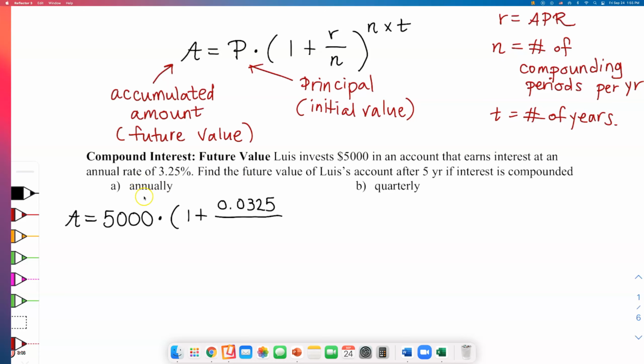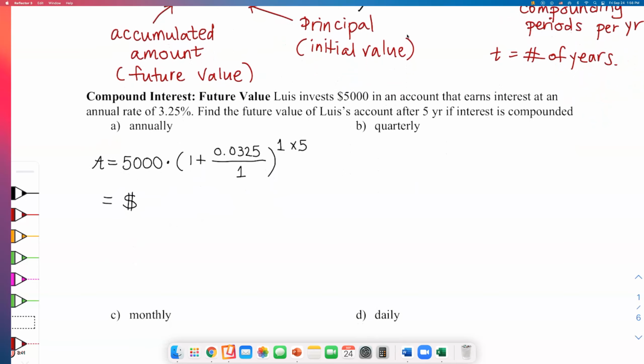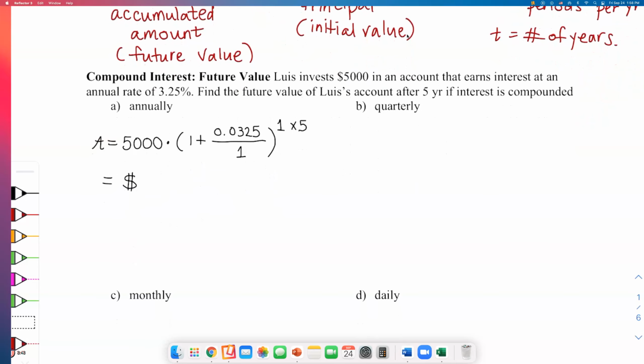Now, if it's annual, then, number of compounding period per year is just 1 because we do it annually. We're looking at 1 year. So the denominator, n, is just going to be 1. And the exponent, the power, will be n times t. Well, n is 1 and t is 5. So I will get the amount of money that Luis will have after 5 years if the interest is compounded annually, okay? I'll go ahead and set all of these up, and I will go to the calculator and get all these answers at the same time, okay? But let me go ahead and set up the quarterly problem, okay?